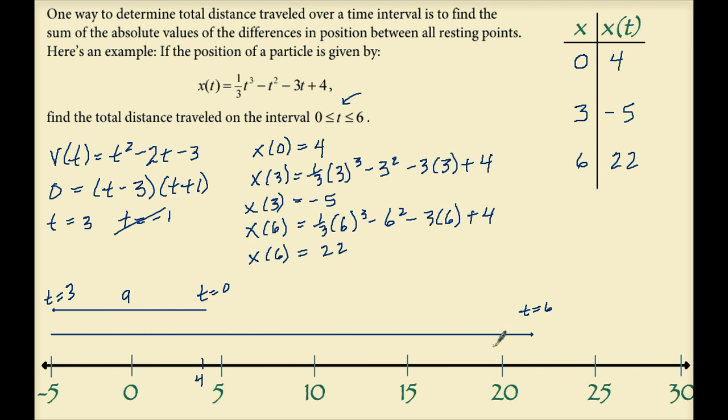To get from negative 5 to 22, it traveled 27 units. So from 4 to negative 5 was a distance of 9 units. From negative 5 to 22 was a distance of 27 units. This means that the total distance traveled by this particle from time t equals 0 to t equals 6 was 36 units.